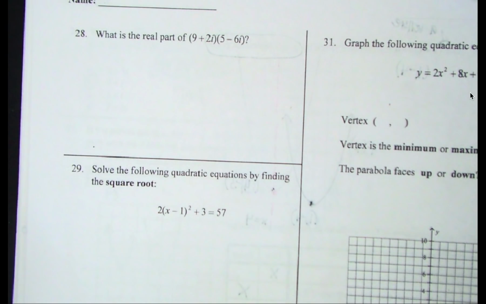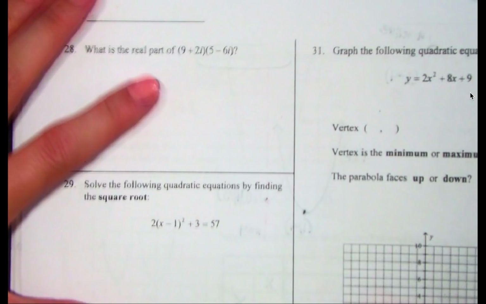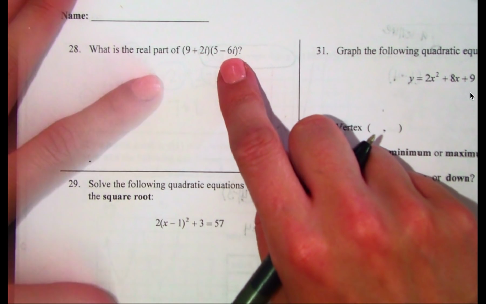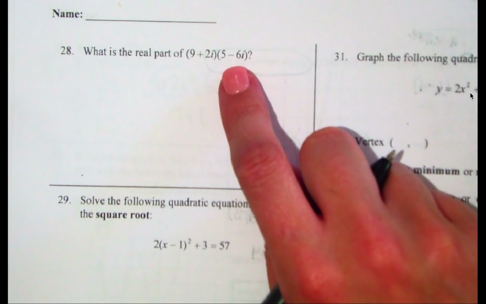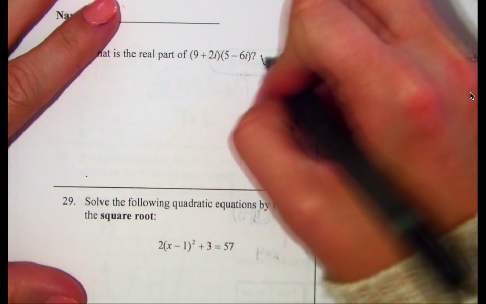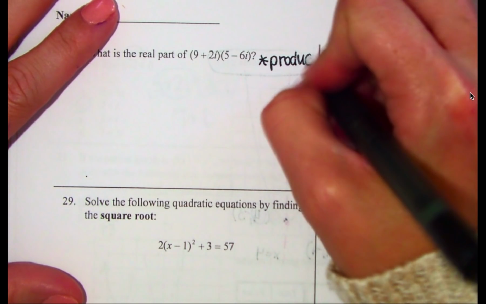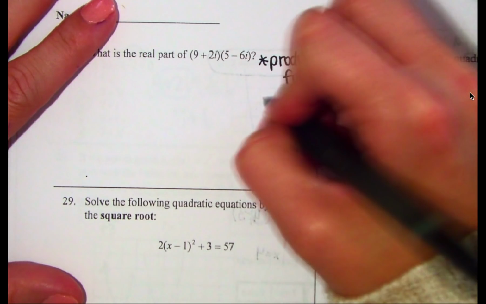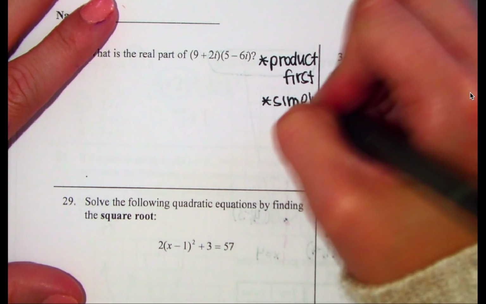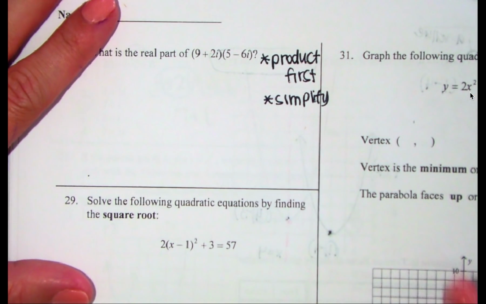Number 28, what is the real part of this product of complex numbers? So what I'm going to do is first multiply that out. So we have to find the product first. And then we're going to simplify to figure out our real part of the complex number.